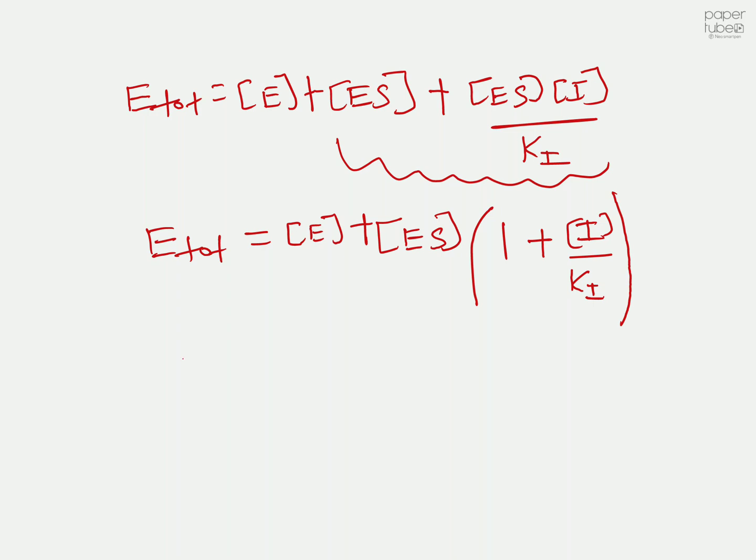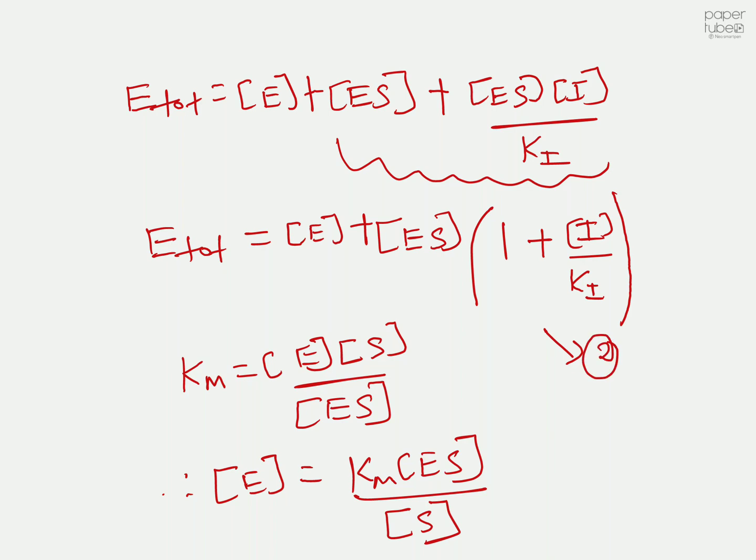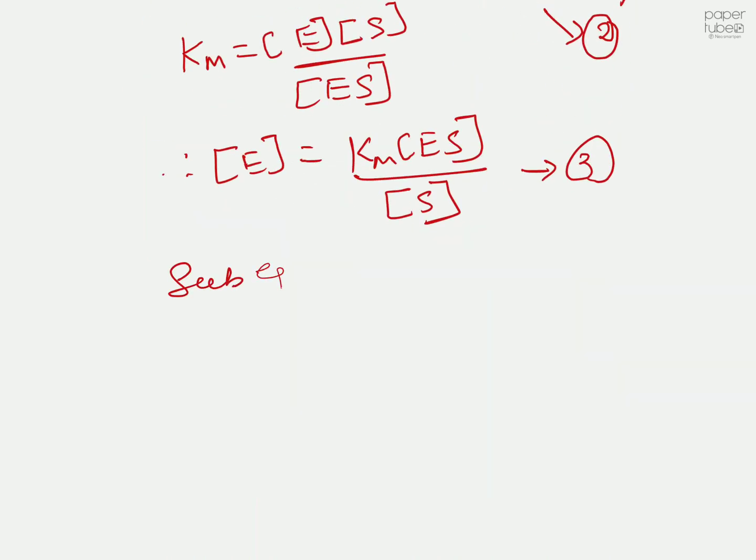And we know that Km is equal to enzyme concentration multiplied by substrate concentration divided by ES. Therefore, enzyme concentration will be equal to Km multiplied by ES divided by substrate concentration. Let's call this equation 2. Let's call this equation 3. So let's substitute equation 3 in 2.